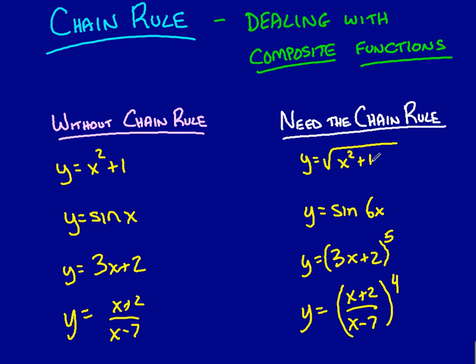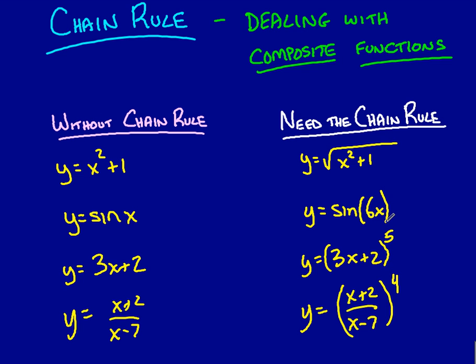All these essentially have a function inside another function. An outer function, in this case the square root, the inner function, the x squared plus 1. In this one, the outer function would be the trig function, the inside would be like this 6x. Those parentheses are kind of implied.